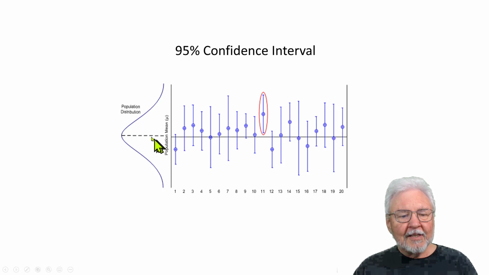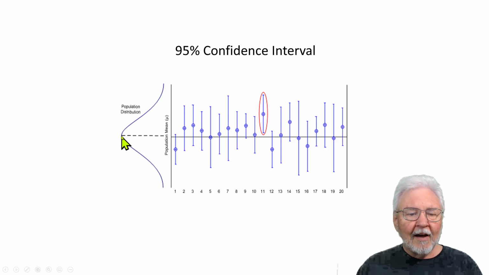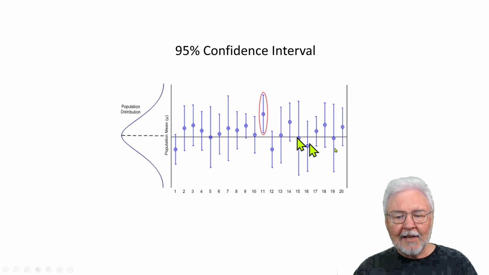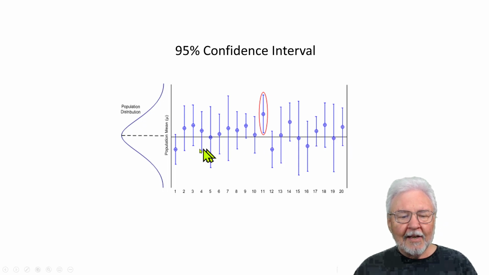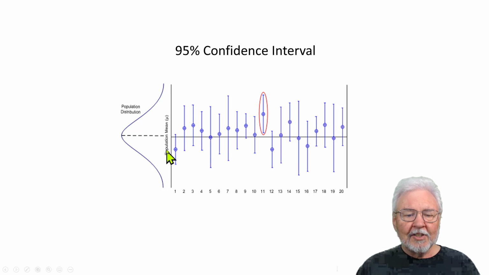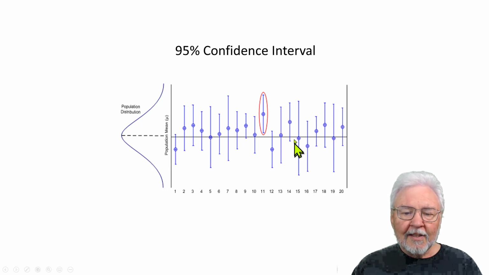Now, in this particular theoretical case, we have a distribution of observations. It looks like that. It's not very many observations in each sample. We have 20 samples. And for each of those samples, we've done this study basically 20 times, and each time we've calculated a confidence interval.